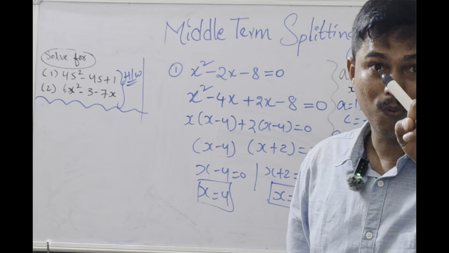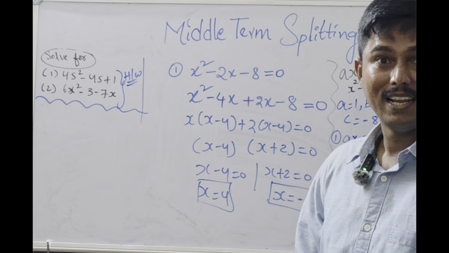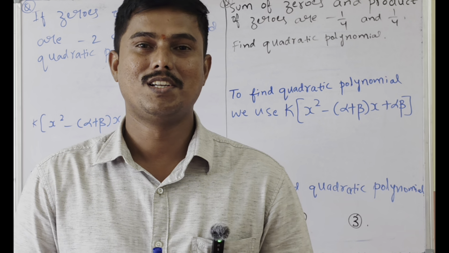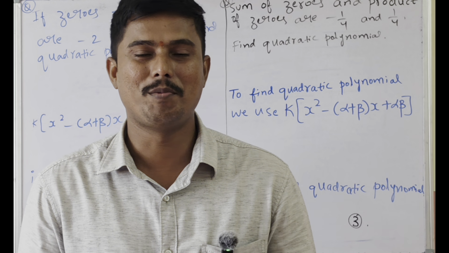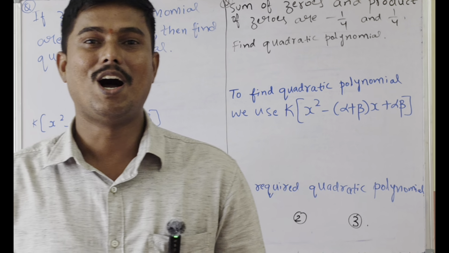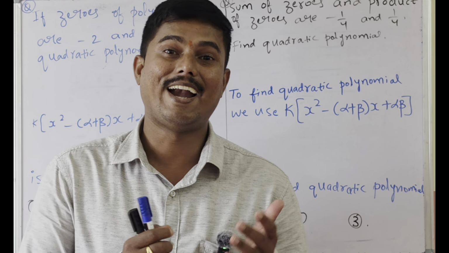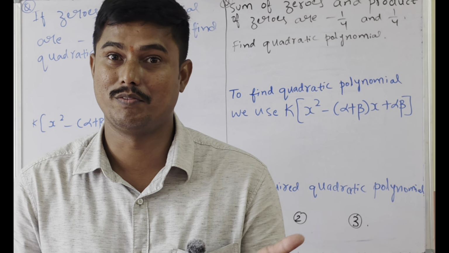The same way, you can also solve for 4s square minus 4s plus 1 and 6x square minus 3 minus 7x. But one twist is there in this question. Can you guess that twist? Comments. Till now we have learned introduction, geometrical meaning of zeros of a polynomial, how to find zeros of a polynomial, and I have shown you the middle term splitting. It's very important for 6 to 10.